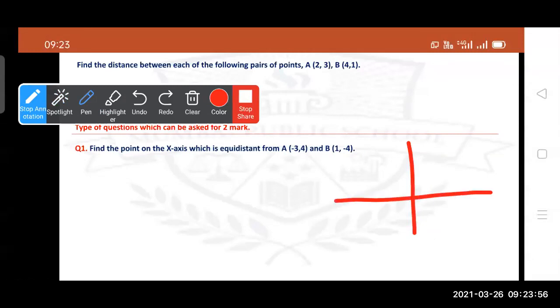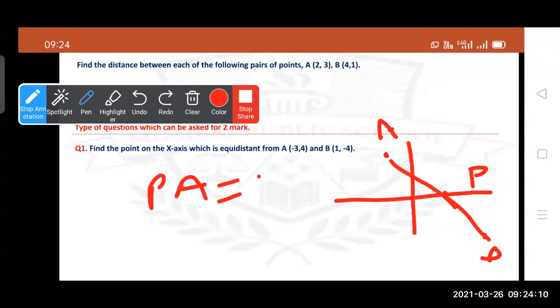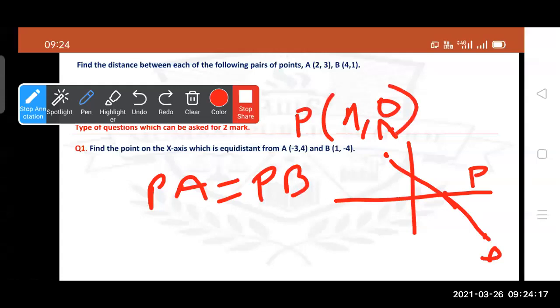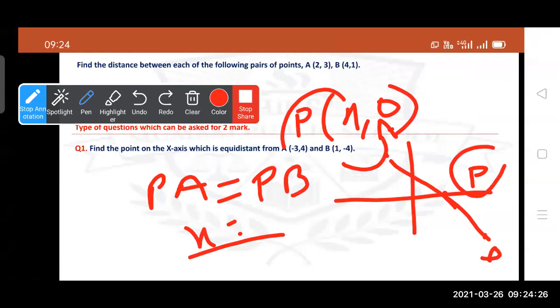See this one. Here is the point P which lies on the x-axis, and here is point A, and here is point B, and this distance is equal. So first we write PA is equal to PB. The coordinate of P is (x, 0). So apply the distance formula on PA and then PB. From this you get the x value, and that x value is the coordinate of P.